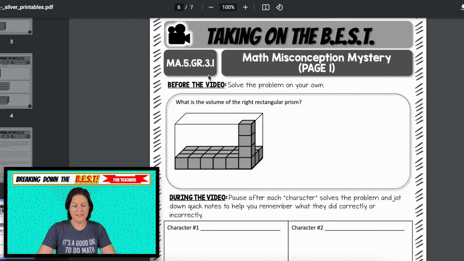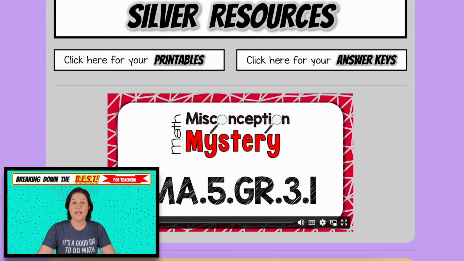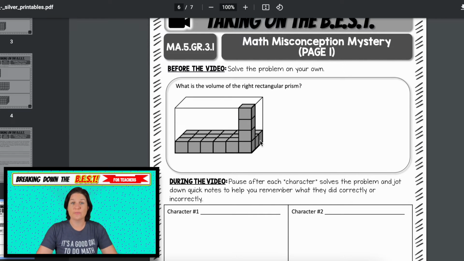And then finally, there is the math misconception mystery episode. You can tell it's an episode, and you can locate it right here. You just click play, and I will guide your students through the entire process. First, I'll instruct them to solve this problem on their own. It says, what's the volume of the right rectangular prism?